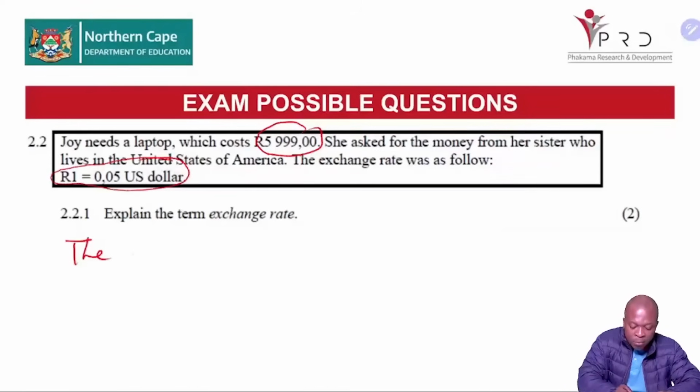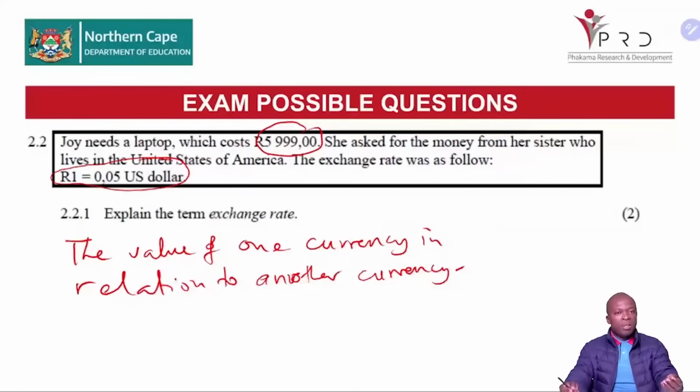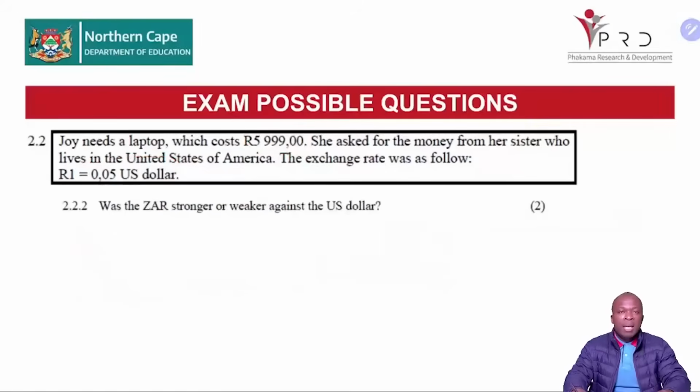The value of one currency in relation to another currency. This is what we call exchange rate. The value of one currency in relation to another currency. We call it what? Exchange rate.